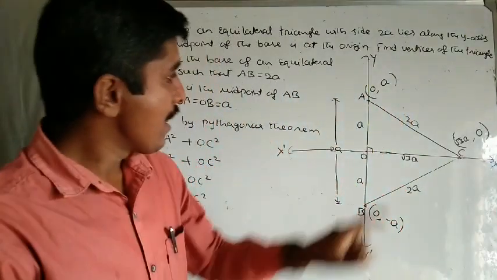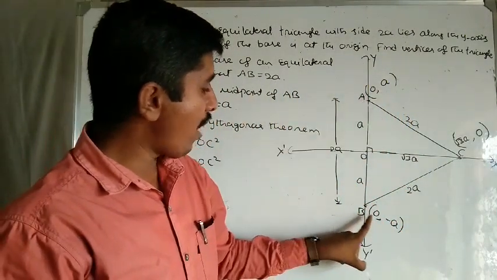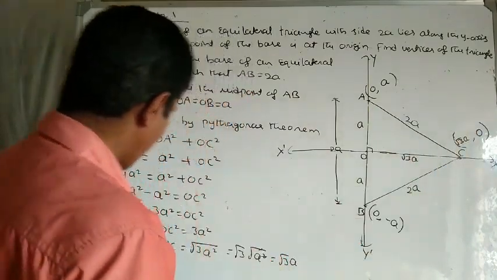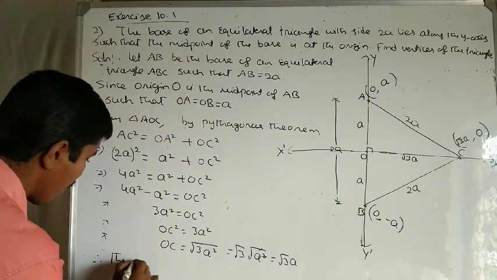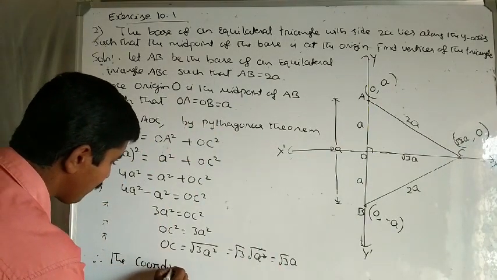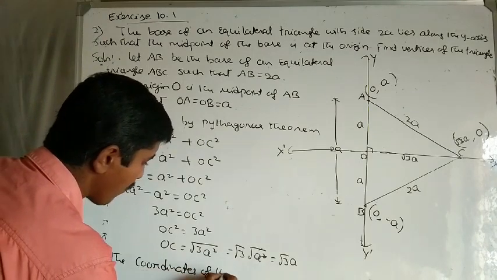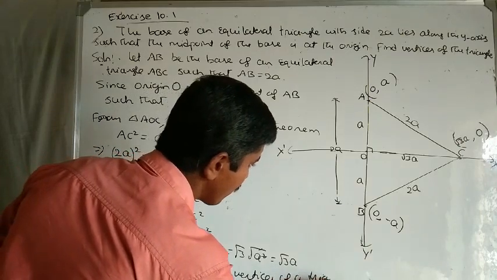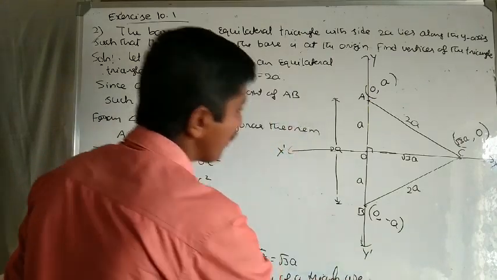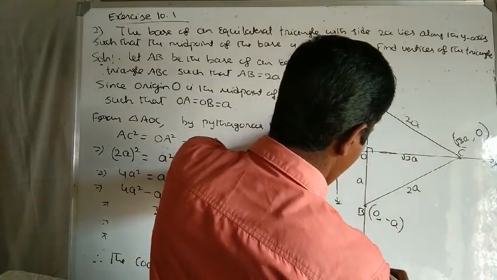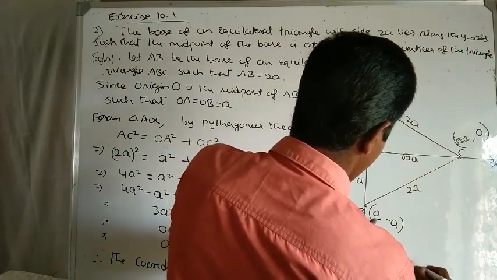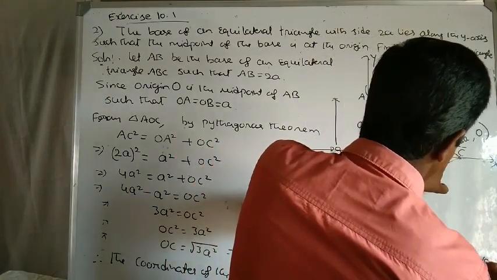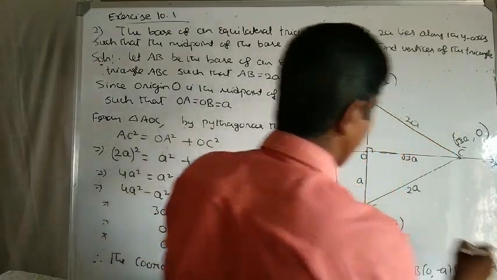Got it. A point coordinates 0 comma A, B point coordinates 0 comma minus A, and C point coordinates root 3A comma 0. Therefore, the coordinates of the vertices of the triangle are here this 0 comma A, B 0 comma minus A, and C root 3A comma 0. Got it.